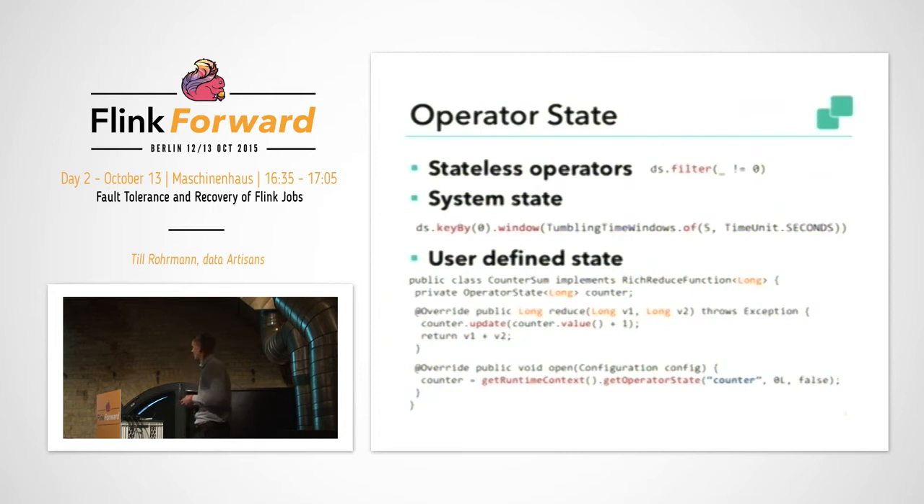And last but not least, we have the user-defined state, which can be part of user-defined functions. Here, at the bottom of the slide, we see a reduce function, which simply sums up the long values which come in, and additionally counts how many elements have been reduced. To make the system aware of the user state, we use this operator state type here. By doing so, the system knows that in case of a checkpoint, this state has to be stored somewhere, so that when a job is recovered, it can be retrieved via this statement in the open method. That way, this state is checkpointed.